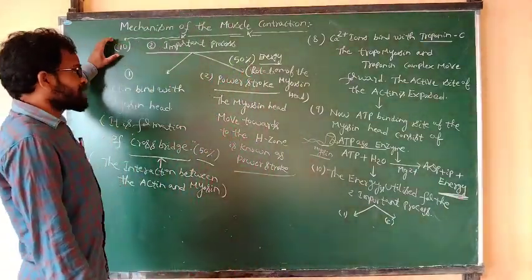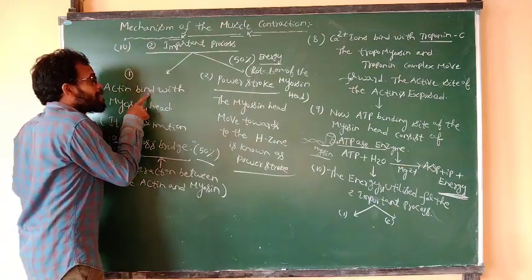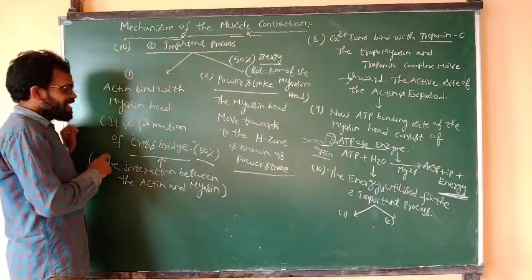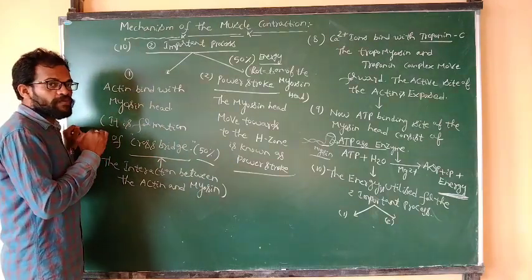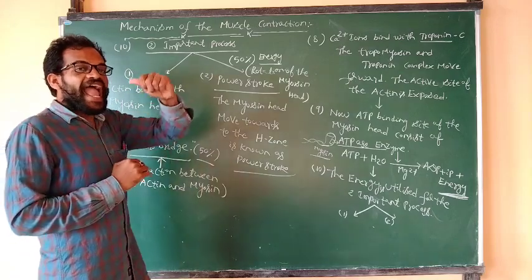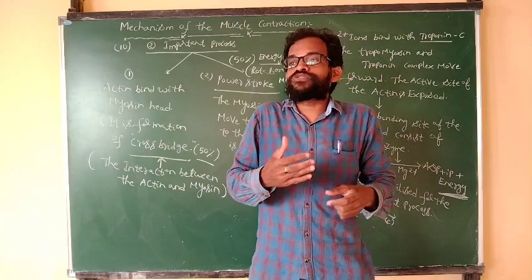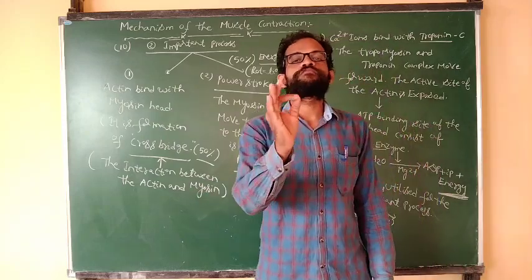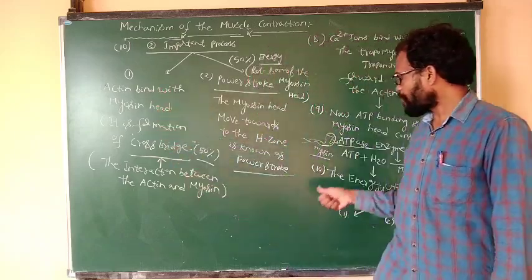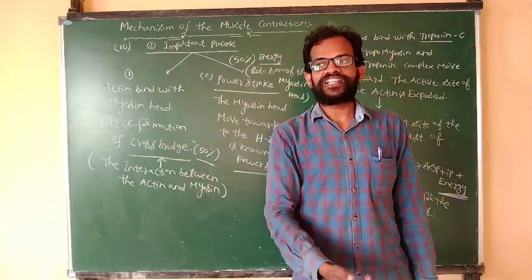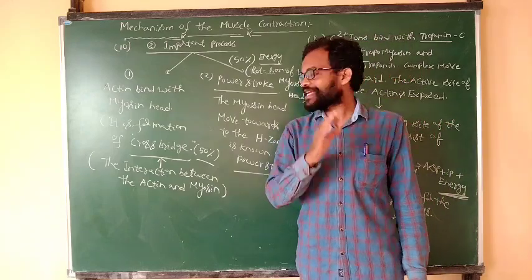What are the two important processes? The first important process is actin binding with myosin, which is the cross-bridge formation. What is the meaning of cross-bridge formation? The actin filaments interact with the myosin head, and it is known as cross-bridge formation. This requires some amount of energy, which is provided by the myosin head, which consists of the ATPase enzyme.